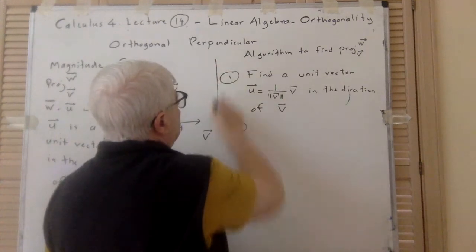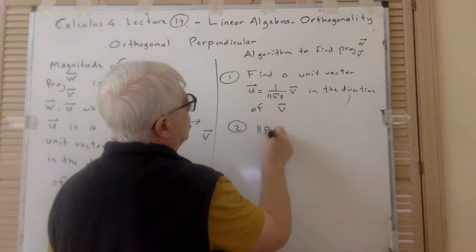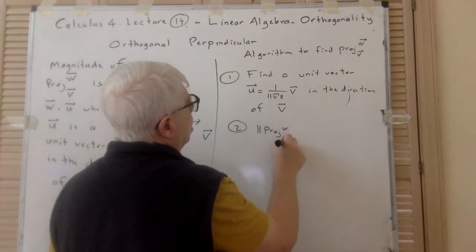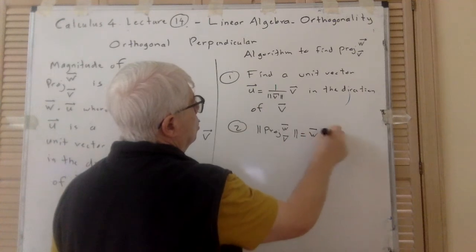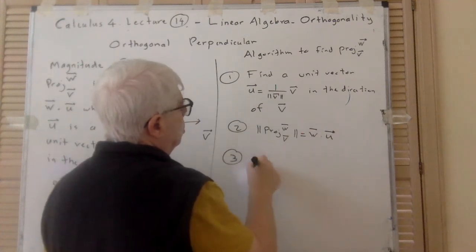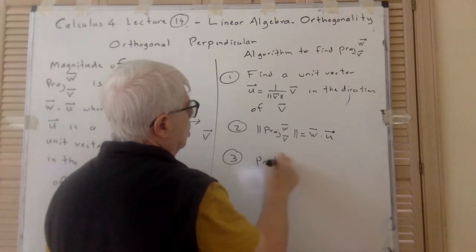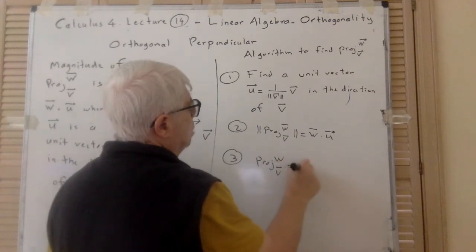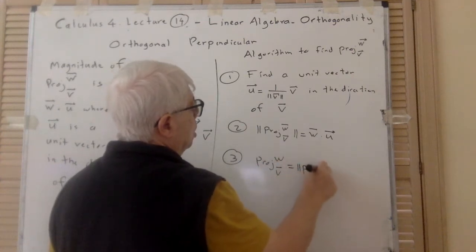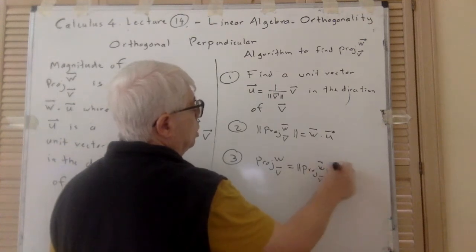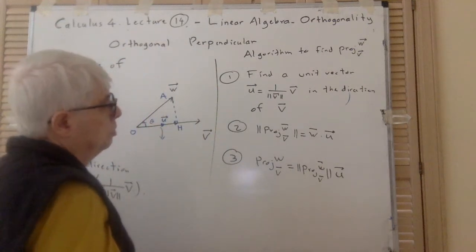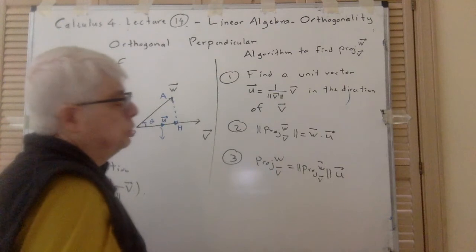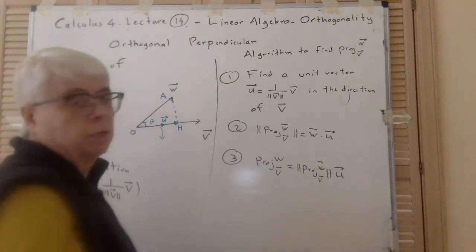Two, the magnitude of this projection is W dot U, and three, the projection itself is its magnitude times the unit vector in the direction of the projection. So these are the three steps. If you take these three steps, you find the projection.